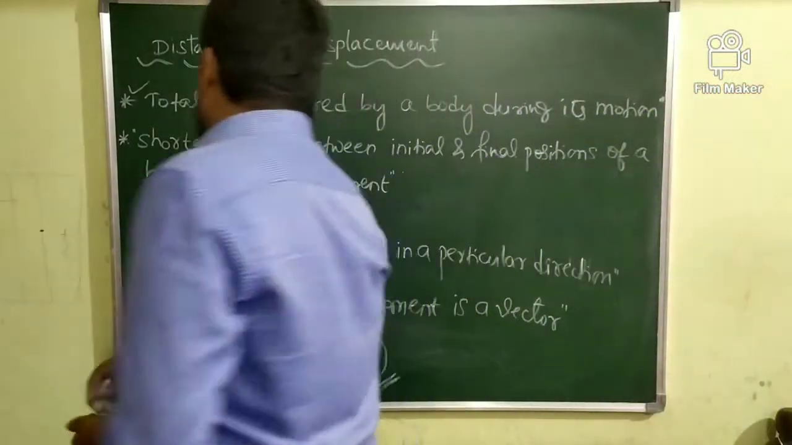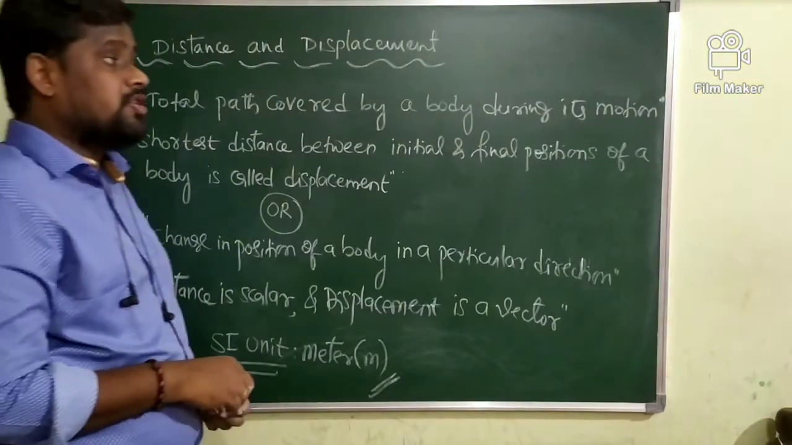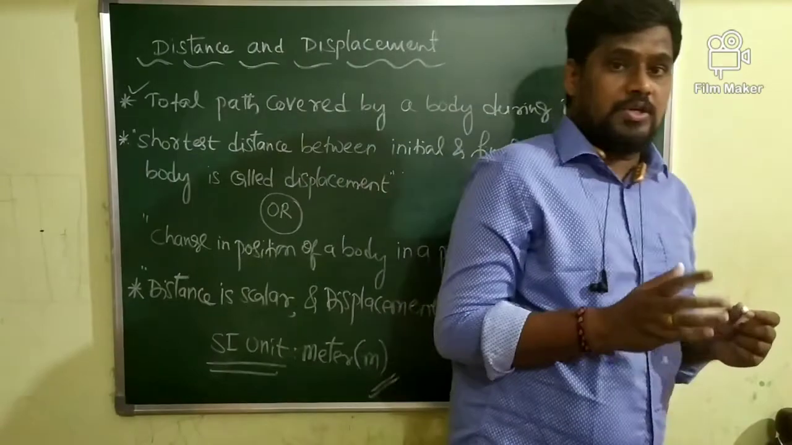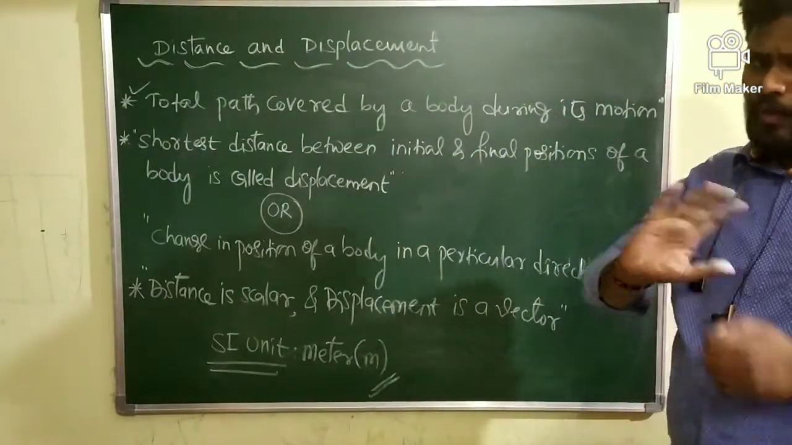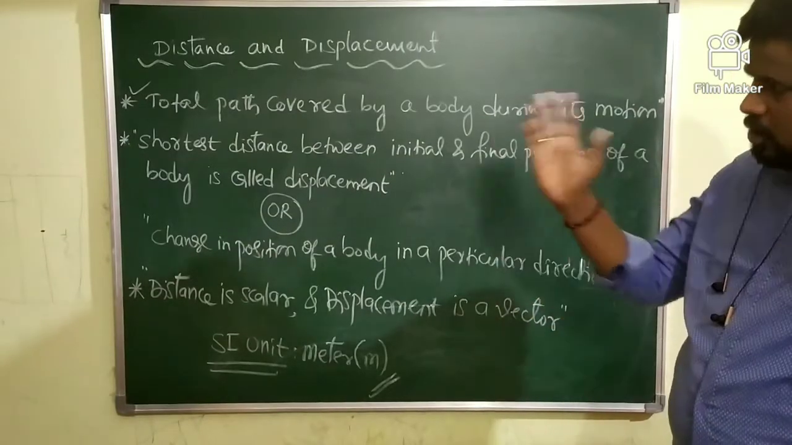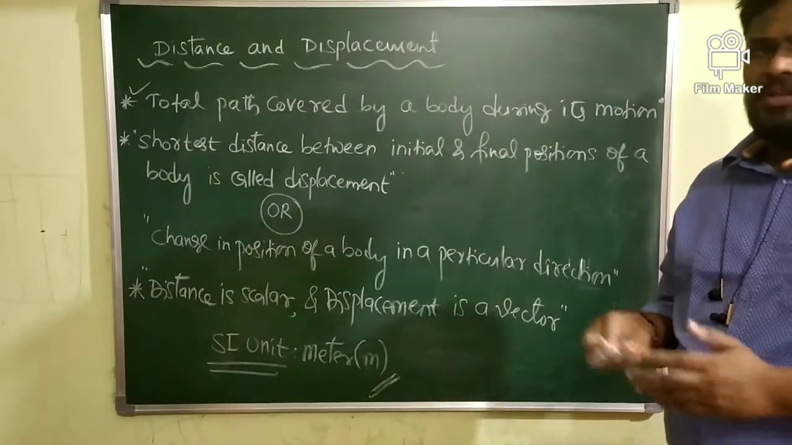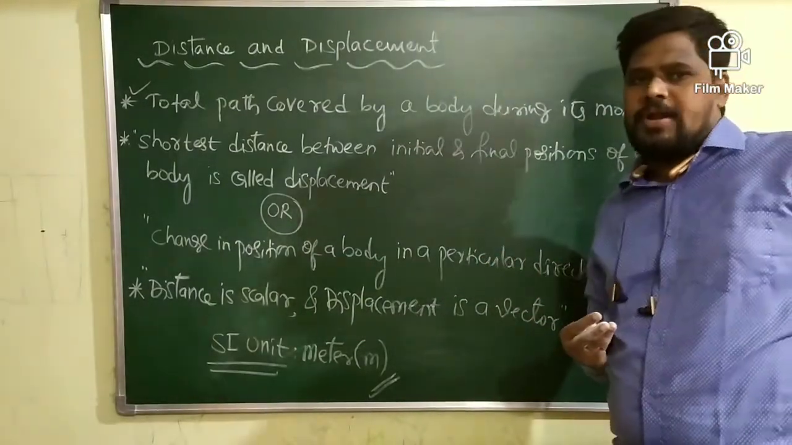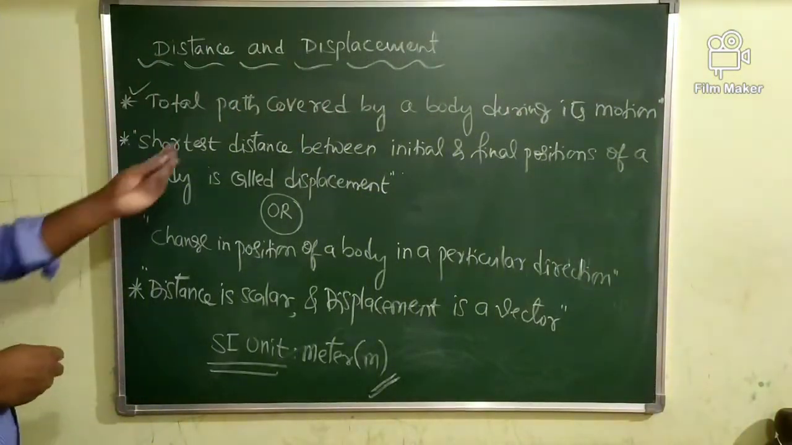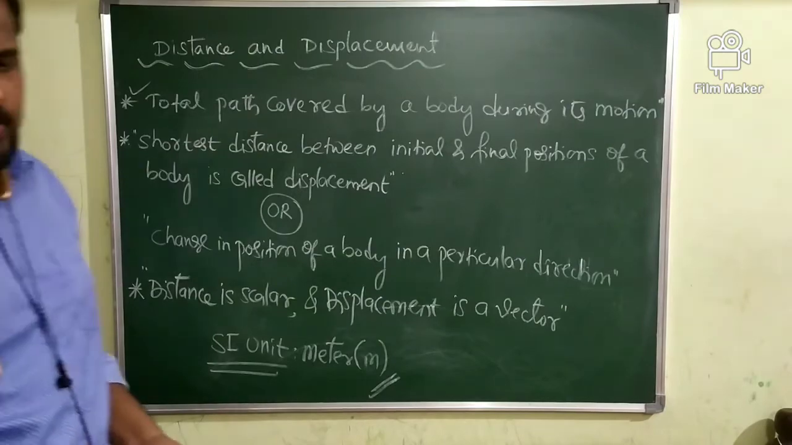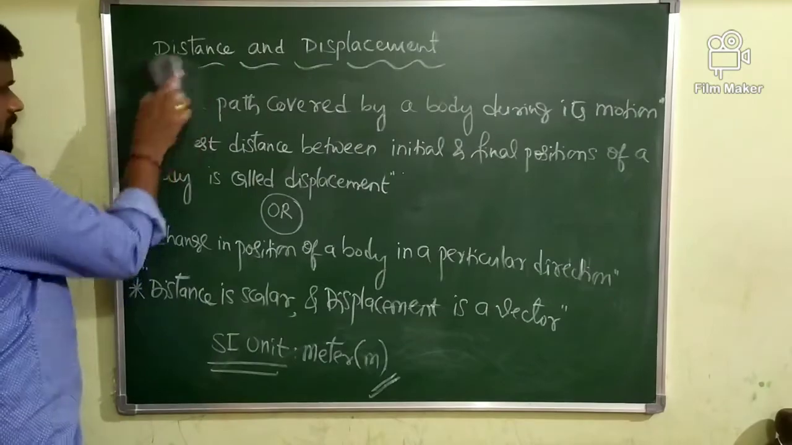And one more important thing is, displacement is the shortest distance between the initial and final position of a body when it is in the state of motion. You have to find the minimum or shortest distance between the initial point and final point, then that shortest distance between initial point and final point, we'll call it as what? Displacement. So let me take one simple example to understand distance as well as displacement.